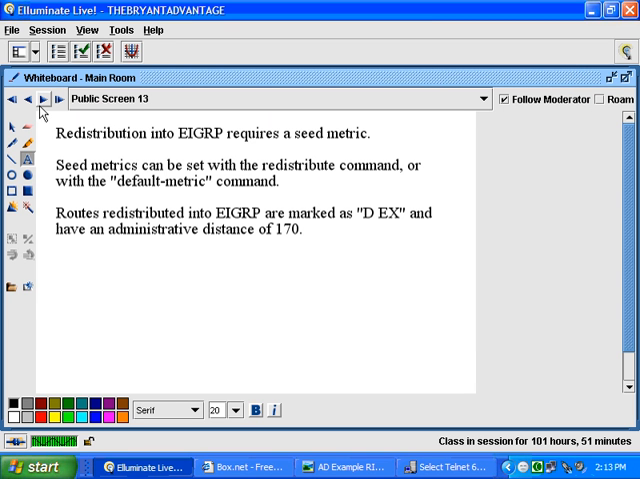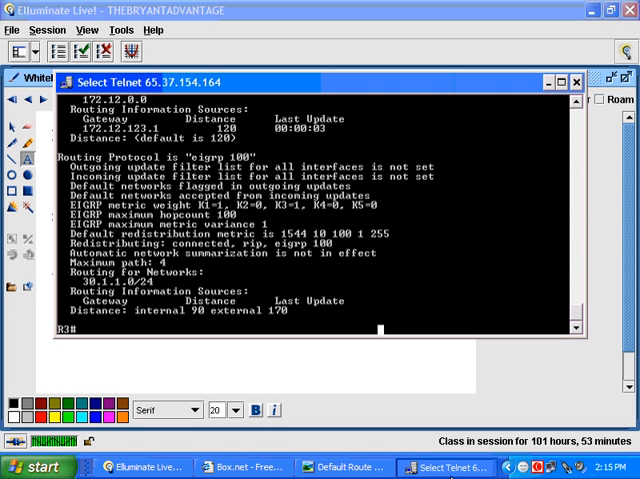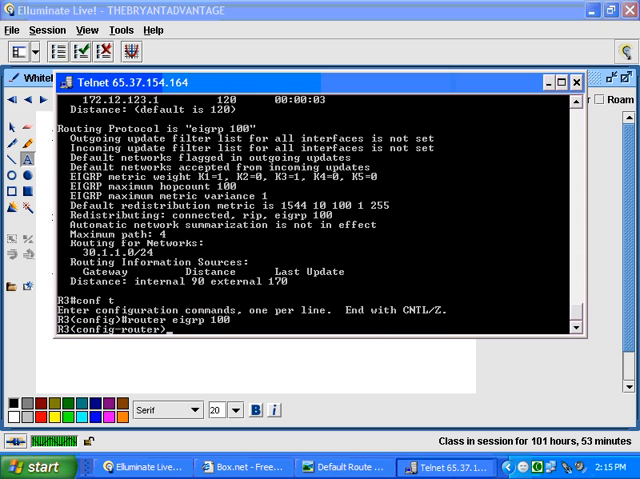So let's talk about redistributing static routes for just a moment. The basic redistribution of a static route is simply configured with the redistribute static command. If we just revisit our last configuration here, we'll go into EIGRP 100 and look at IOS help for redistribute.